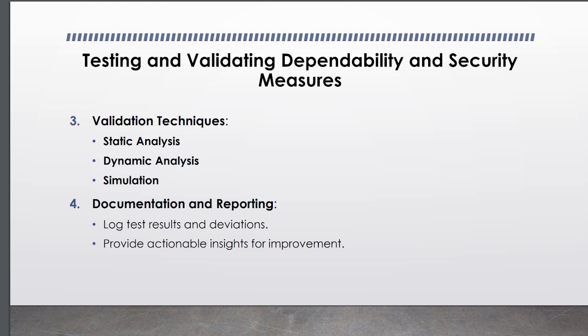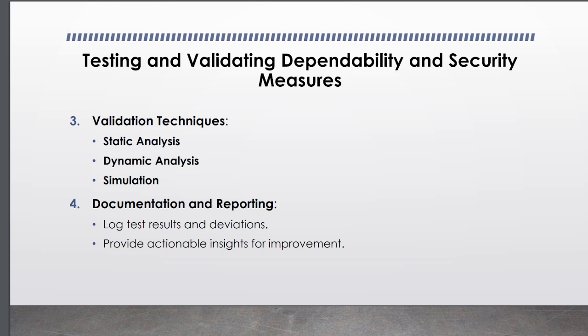The next one is documentation and reporting, which is about logging test results and deviations, or documenting the results of the validation techniques. And next is providing actionable insight for improvement. If something happens in the different types of testing and analysis, it needs to be improved to make sure that the system works properly before it is implemented.